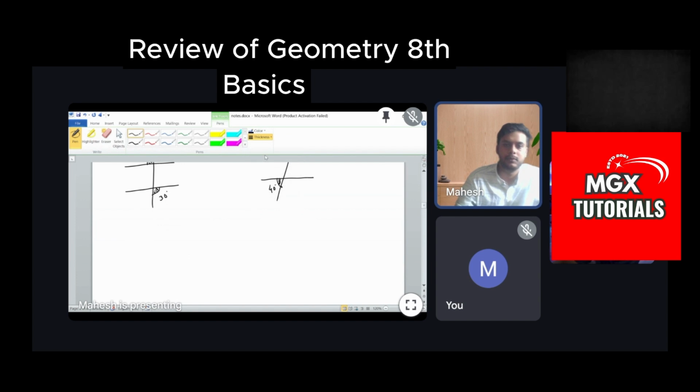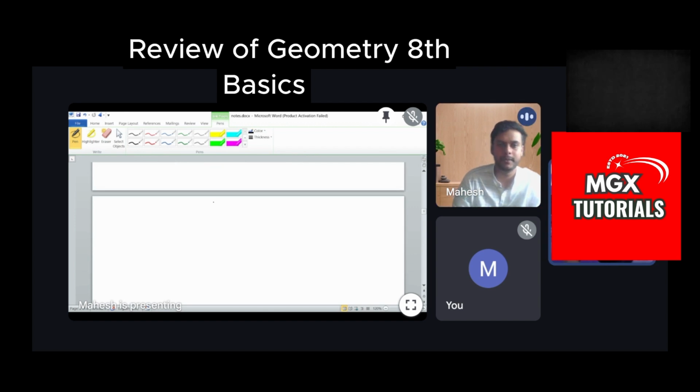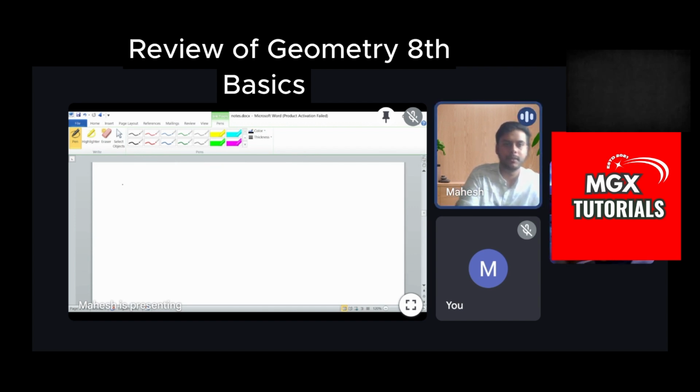Check here now. Two parallels. If I have 40 degrees here, where will the other angle be? Here. Correct? Hope you understood. Next topic. Next we have alternate interior or alternate exterior. Corresponding also over. Next we have the fourth one.